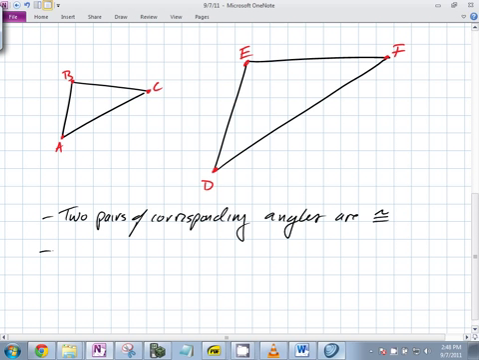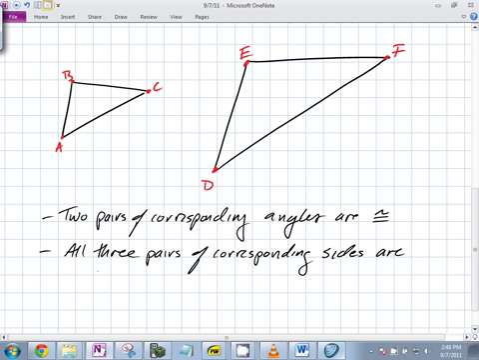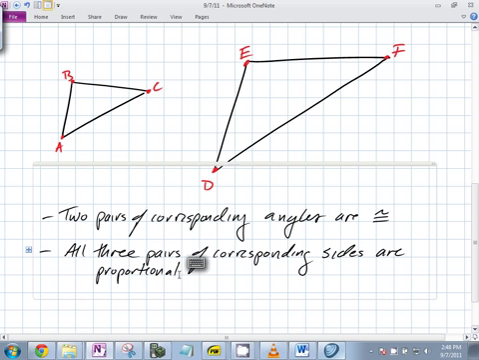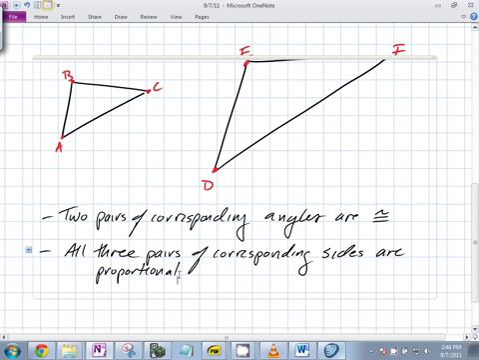Yes. And show what? All what are proportionate? Which sides? All 3 pairs of corresponding sides are proportional. Are there any other ways? I don't think we ran into any other ways yet, so we're going to really focus on these two.